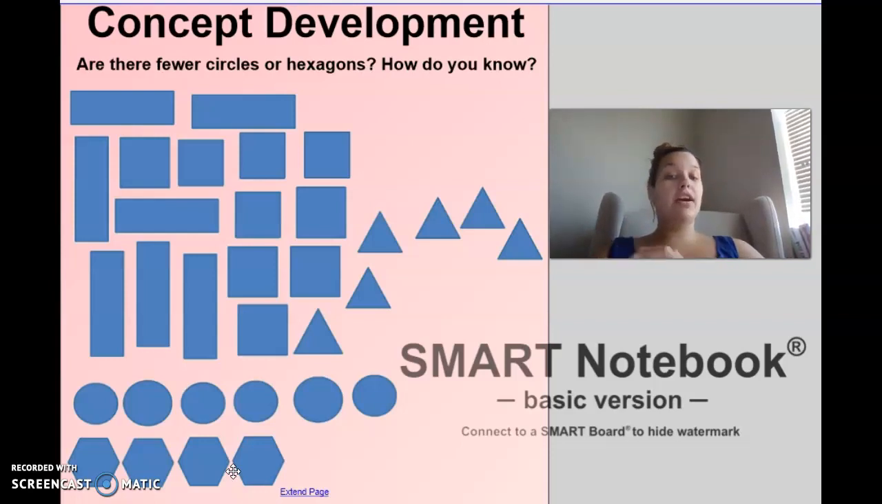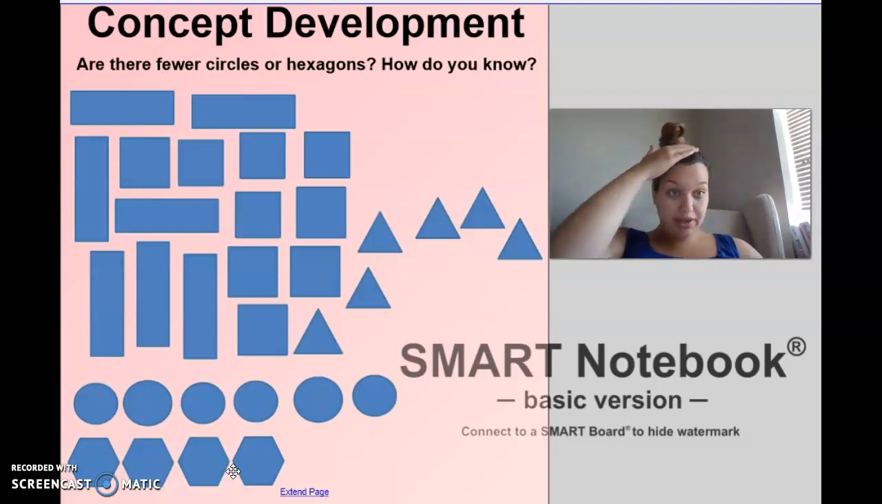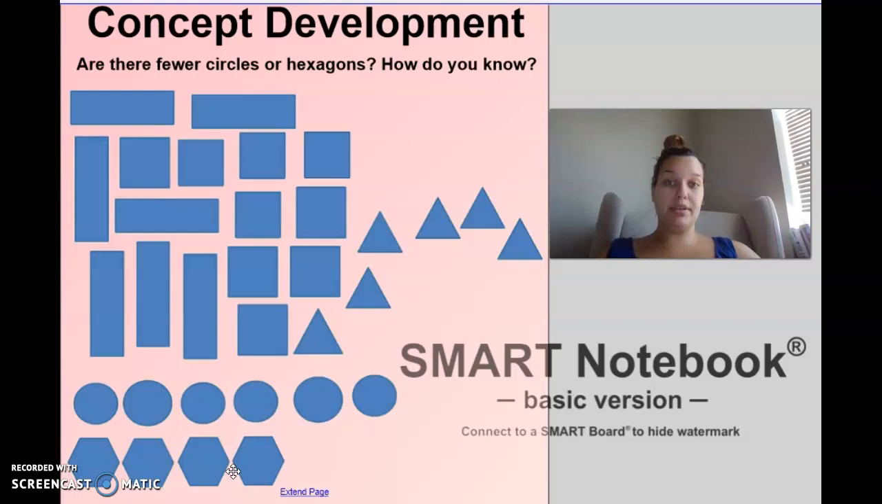Do I have fewer circles or fewer hexagons? If you think I have fewer circles, put your hand on your head. If you think I have fewer hexagons, put your hand on your nose. I have fewer hexagons, so if you put your hand on your nose, you are right.